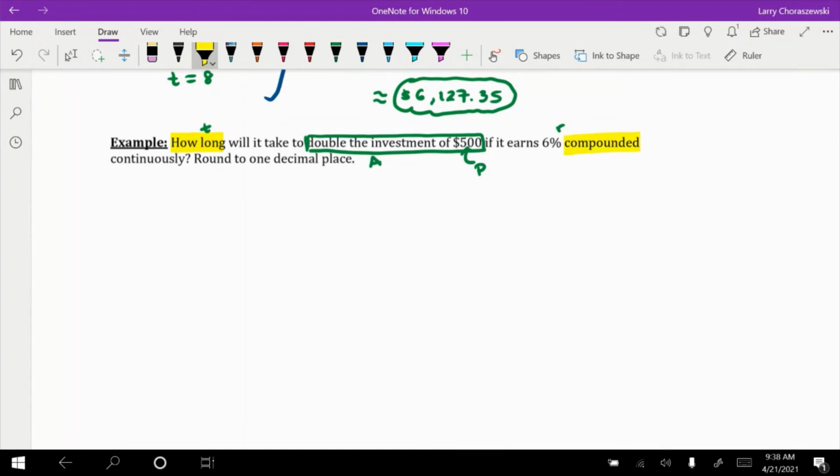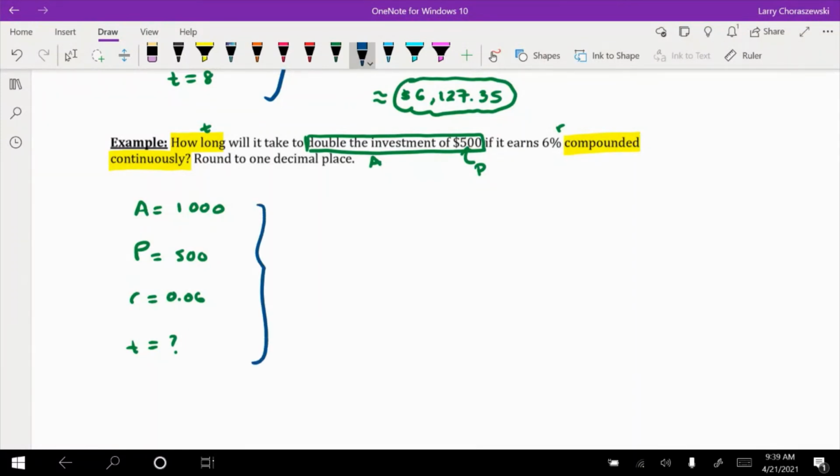Now, if you look, it says compounded continuously. So that would mean we have to refer to the Pert formula. So let's go ahead and make our little laundry list again. So based on the phrase, double the investment of 500, what should our value of A be? $1,000. Yep. Our starting amount is 500. The rate R is 0.06, and T is, I don't know. But let's go ahead and see how we can figure that out.